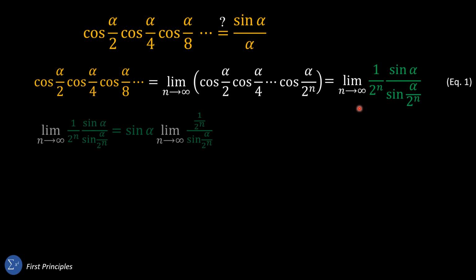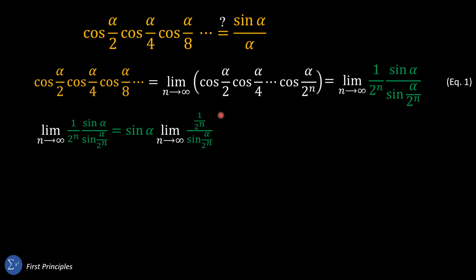Okay, how do I calculate this limit? What I do is first bring out the sine alpha term, because it is not dependent on n, outside this limit. So what I will be left is sine alpha times this limit. Now look at inside of this limit. In the sine I have the argument alpha divided by 2 to power of n. But in the numerator I have 1 divided by 2 to power of n.